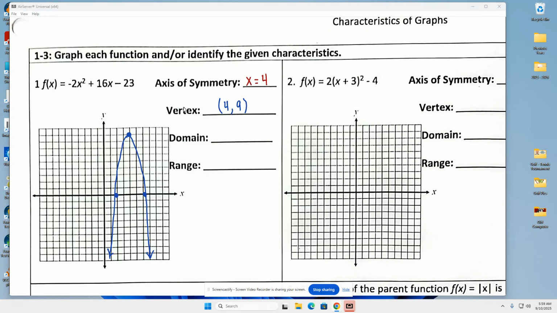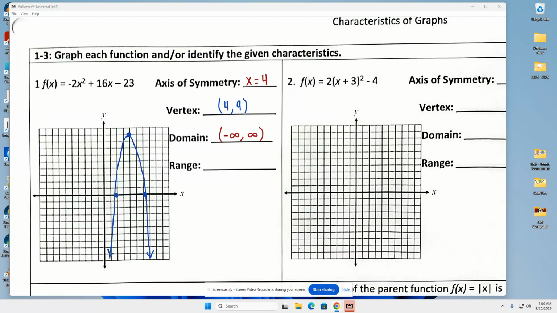Now, moving on to domain. Remember, we talked about this a lot. Domain is x. What can x equal? As I look at this graph, as it goes down and to the left, does it ever stop going left? No. As this one goes down and to the right, does it ever stop going right? No. Those are arrows. It never stops going left, negative infinity. It never stops going right, to positive infinity. Your domain for all quadratics will always be negative infinity to positive infinity.